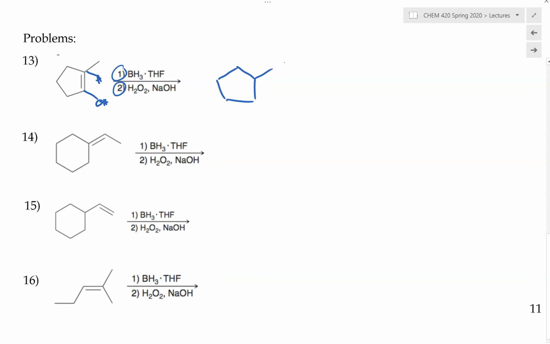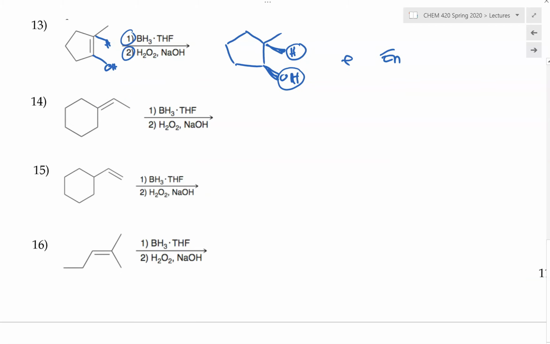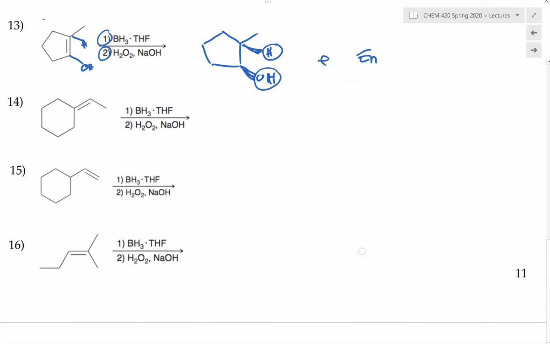And we also have to take notice that this is a syn addition. So basically the hydrogen and the OH group are added to the same side. So that is one of the enantiomers, and we will form the other enantiomer where both the hydroxy group and the hydrogen are pointed to the back as well. But that would be the product right there.